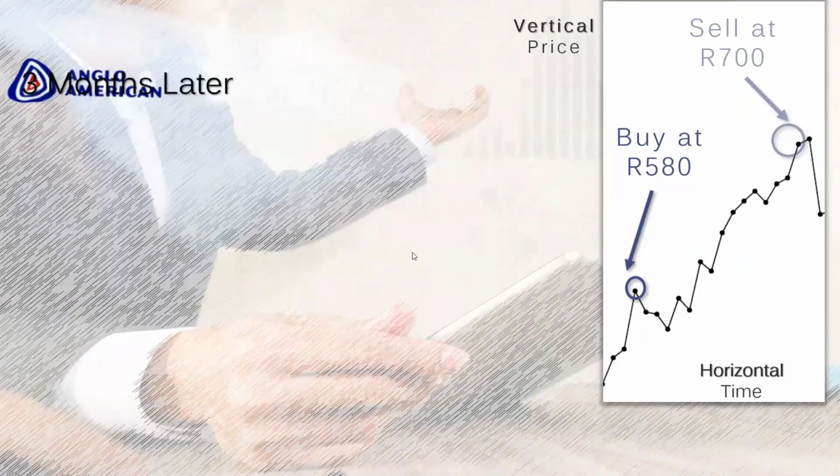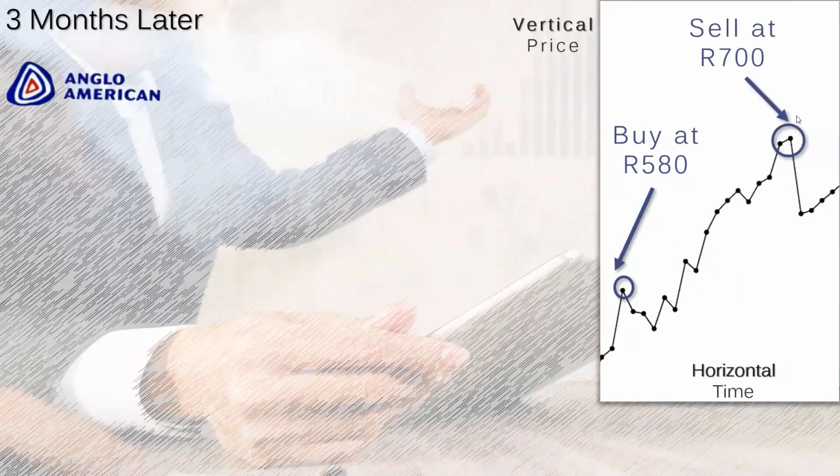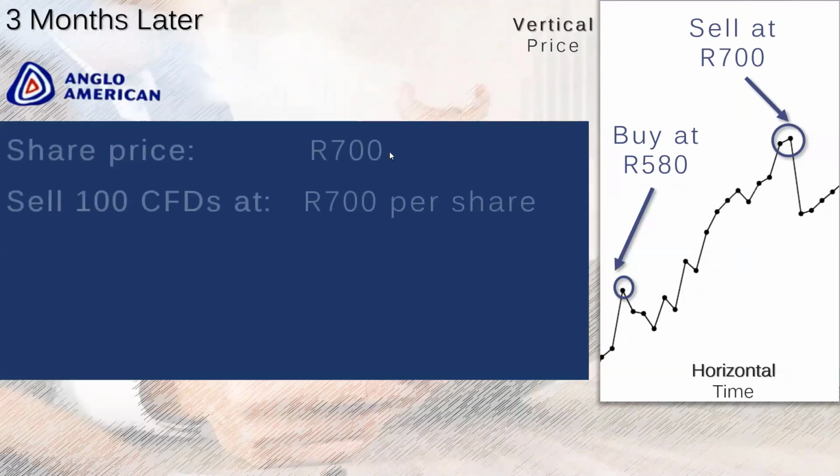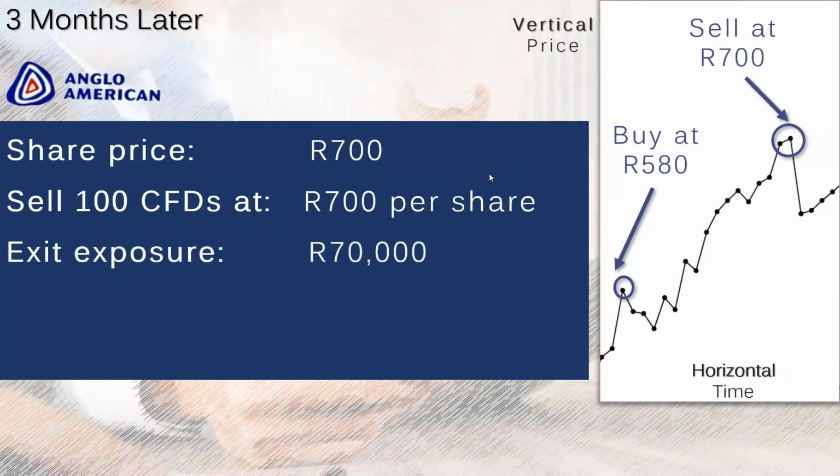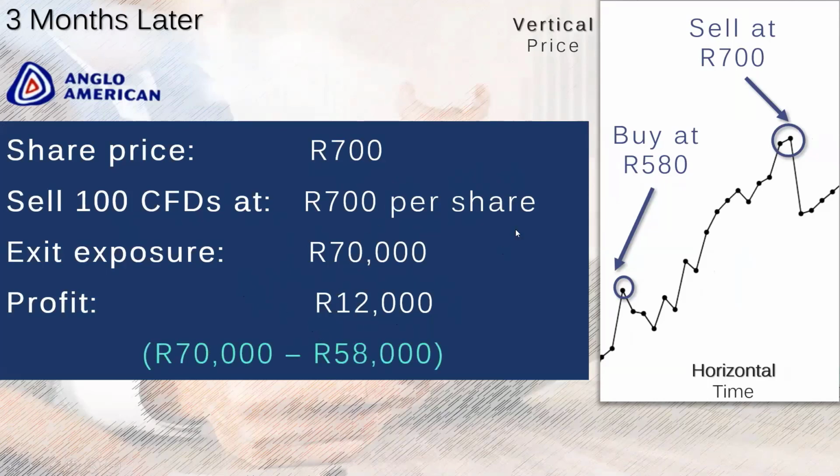3 months later, you want to sell your position at 700 Rand. So the share price is now 700 Rand. You sell 100 CFDs at 700 Rand per share. So the exit exposure is 70,000 Rand, and you still profit 12,000 Rand. Okay. So notice what I did here. To calculate the profits of your CFD position, you use what you're exposed to rather than what you put in.